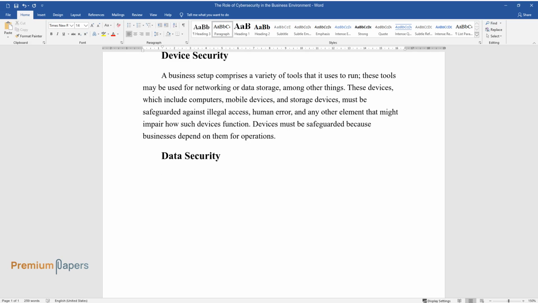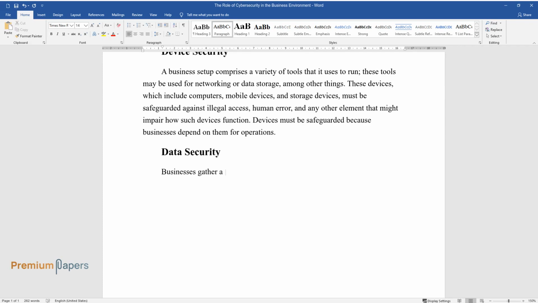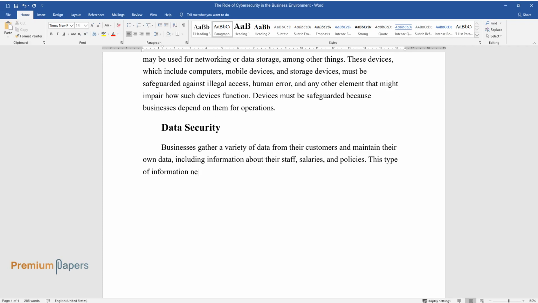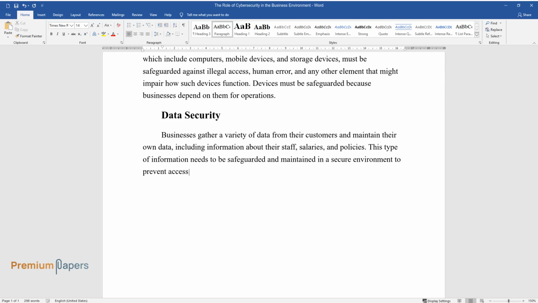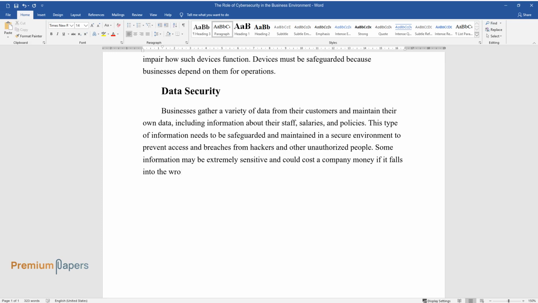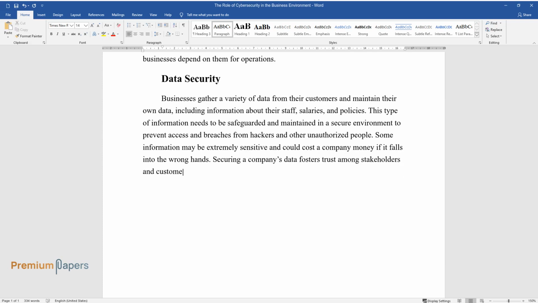Data security. Businesses gather a variety of data from their customers and maintain their own data, including information about their staff, salaries, and policies. This type of information needs to be safeguarded and maintained in a secure environment to prevent access and breaches from hackers and other unauthorized people. Some information may be extremely sensitive and could cost a company money if it falls into the wrong hands. Securing a company's data fosters trust among stakeholders and customers, which facilitates the efficient operation of the firm.